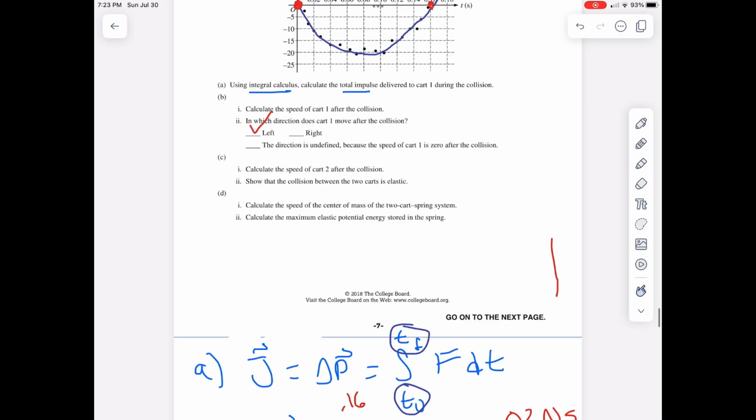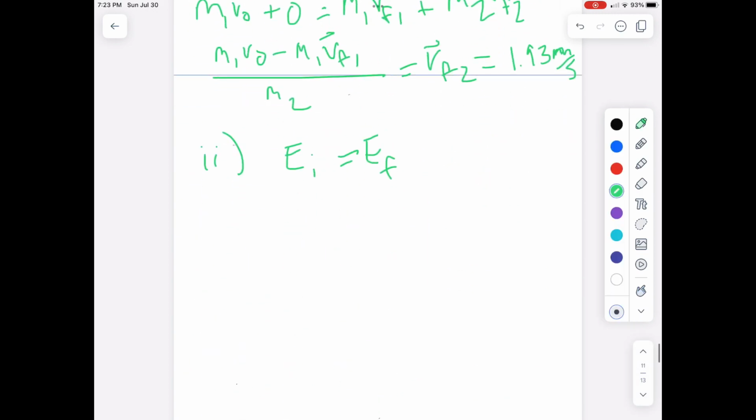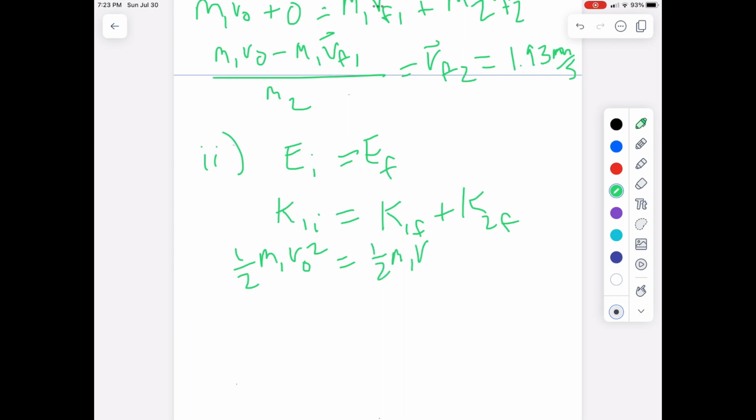There's no work being done on it. All right. So I'm going to say that I just have kinetic energy 1 initially. And then finally, we know both our carts have a velocity. We're going to look at this after the cart has let go of the spring, so we don't have to worry about any spring potential energy in this. So I'm just going to say that my K1 final plus K2 final. All right, so now we know that initially my kinetic energy is 1/2 m1 v naught squared, and that has to equal 1/2 m1 vf1 squared plus 1/2 m2 vf2 squared.